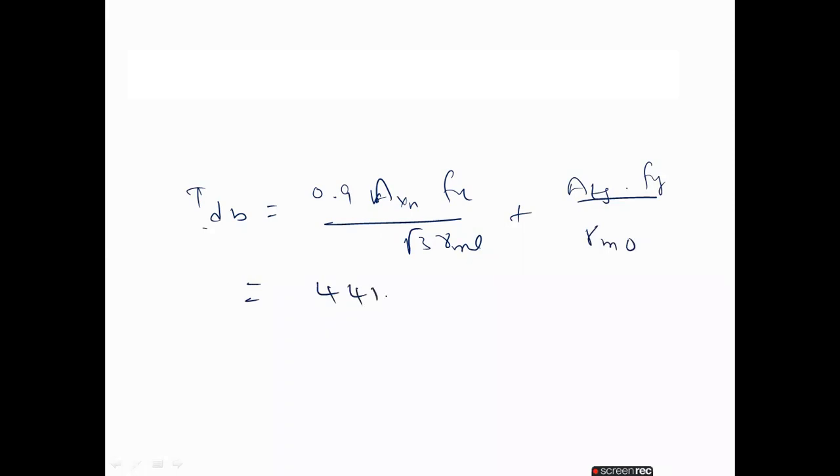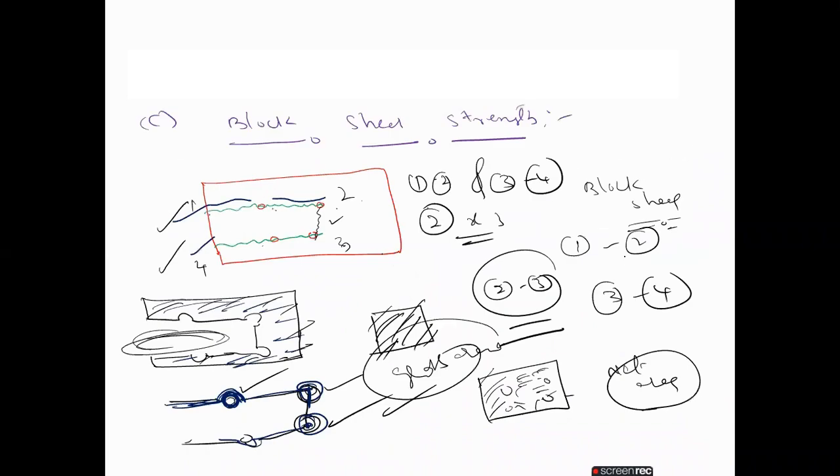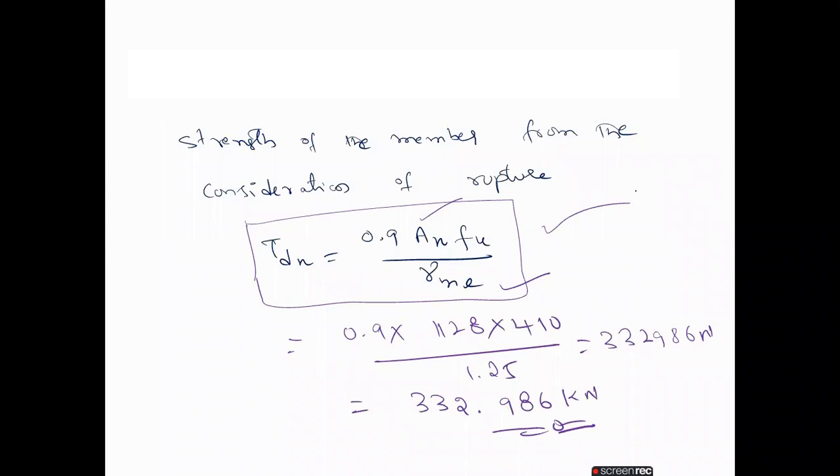Okay. So we will get 441.784 kilonewtons. So TdB equal to 441.784 kilonewtons. So now, of the three conditions, we have to take the strength of the plate equal to 332.986 kilonewton. So how we got this one means, for suppose the first one we got the answer here, if you see, the TDN is 332.986 in the first condition.